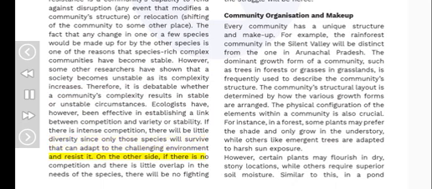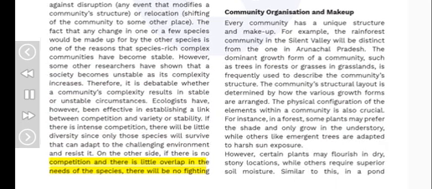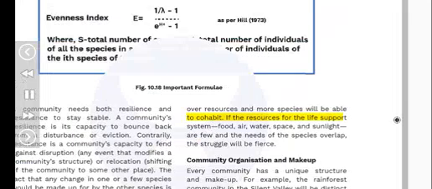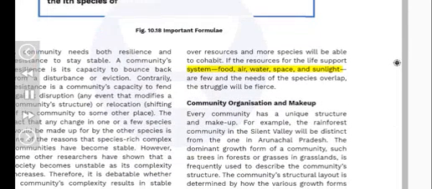On the other side, if there is no competition and there is little overlap in the needs of the species, there will be no fighting over resources and more species will be able to cohabit. If the resources for life support, food, air, water, space, and sunlight are few and the needs of the species overlap, the struggle will be fierce.